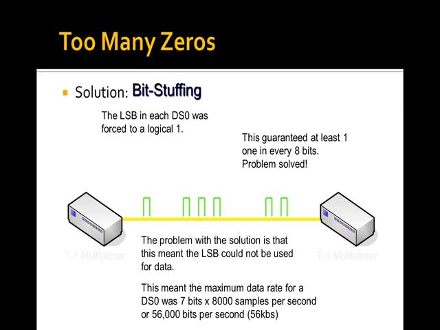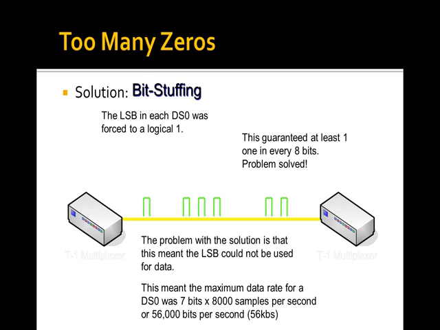So what I've just done is reduced my throughput from 8 bits times 8,000 samples a second to 7 bits times 8,000 samples a second, from 64 kilobits to 56 kilobits, and now here's another magic number for you. Remember setting up serial interfaces on a Cisco router? Remember the command speed? What were your two choices for speed? 56 or 64. That's why. Okay.